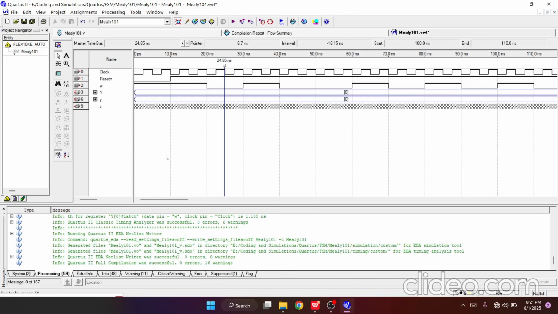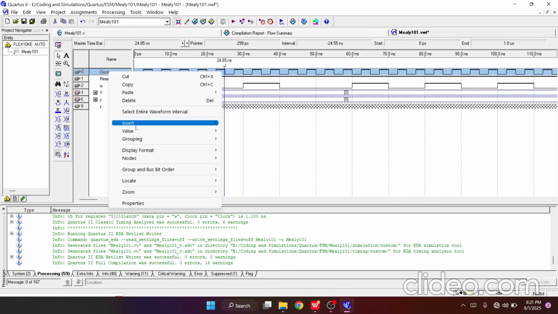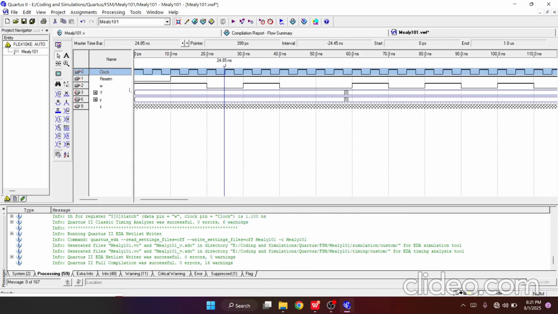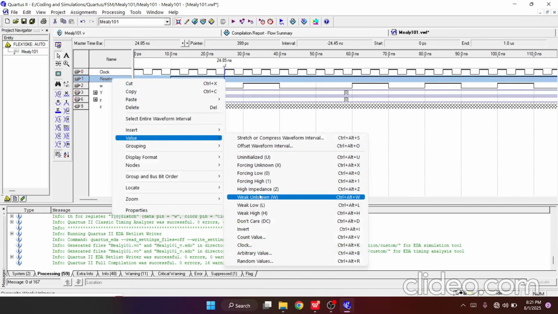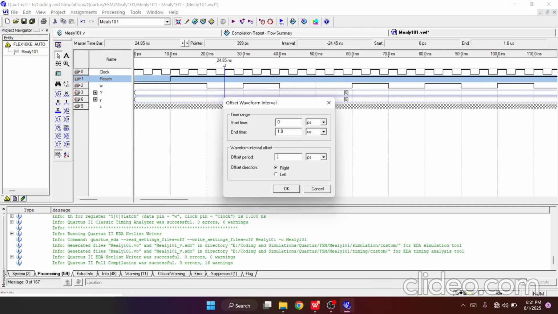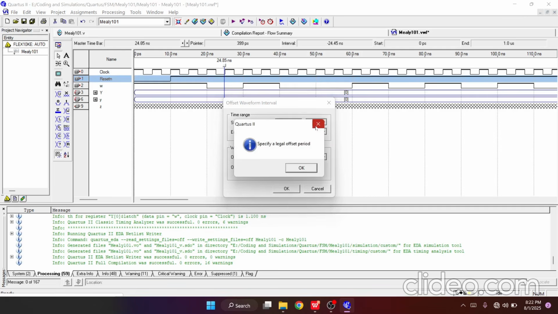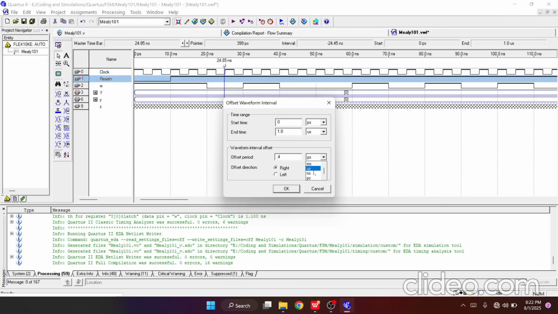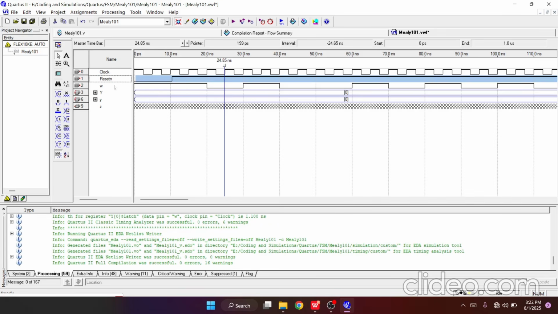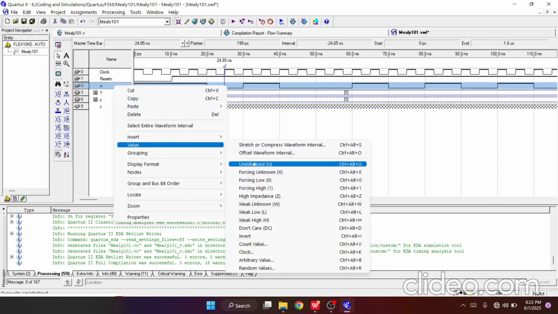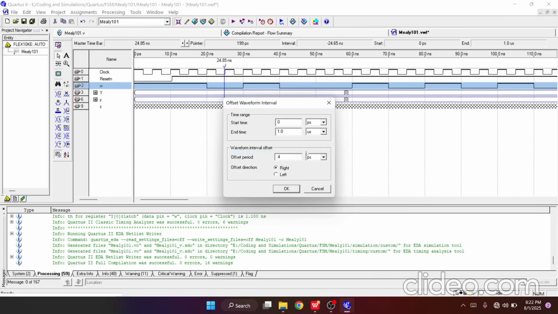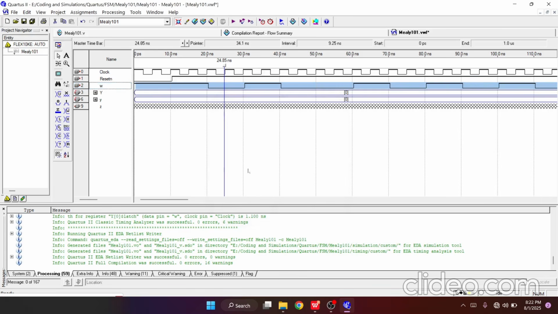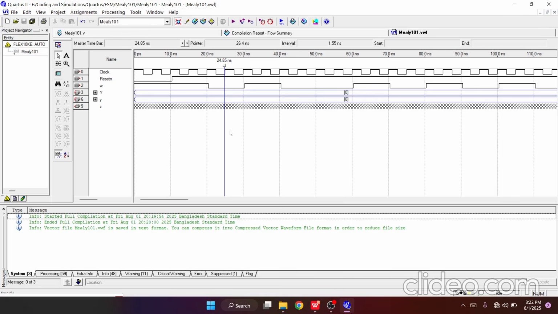Okay, now what I will have to do, I will have to invert it, inverted clock, then introduce offset value 0.4, let's say. Sorry, nanosecond. Then 0.4 nanosecond as well. This is the same step that I have used in case of Moore type FSM. Okay, it has been saved. Nice.